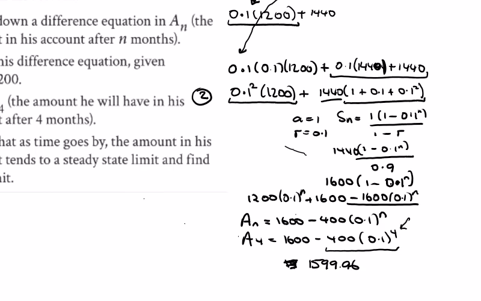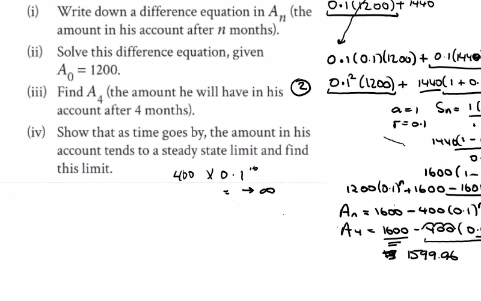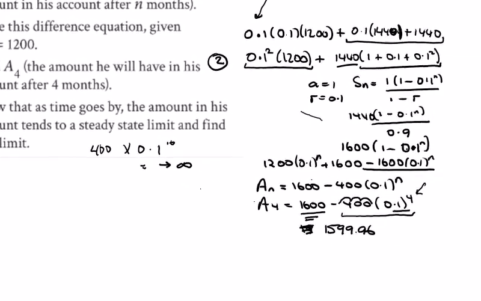So what's happening as this power gets bigger? If you type into your calculator 400 times 0.1 to the power of 10, if we multiply it by 0.1 to the power of 10, it's going to shift this decimal 10 places this way. So we're going to have a tiny number, 6 or 7 zeros before your 4. So it tends to 0 as the power gets bigger. So it looks like what's going to happen with this account is there's going to be pretty much a steady balance of 1600. Show that as time goes by, the amount in this account tends to a steady limit.